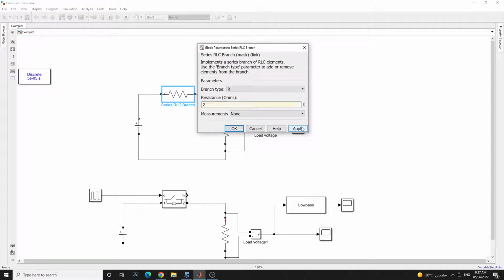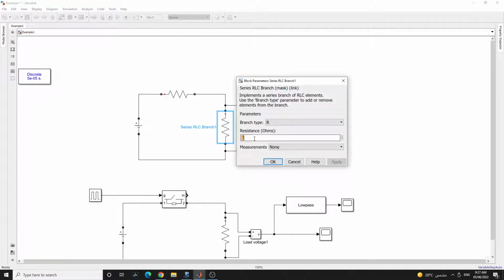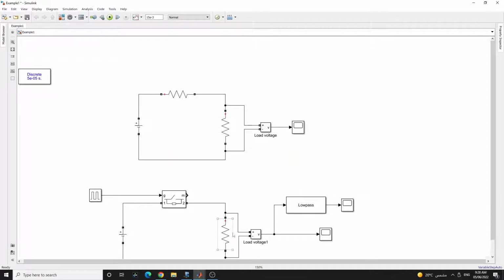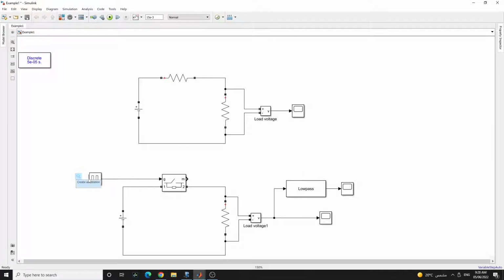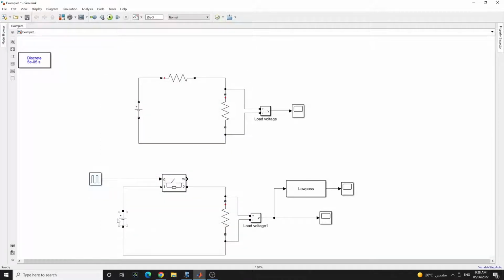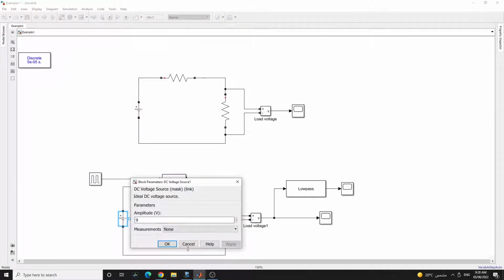So this resistance, I'm going to make it 2 ohms. This load resistance I'm going to make 1 ohm, and this is the input voltage, 9 volts. And over here, this is our ideal switch, and we're going to set it on a period of 1 millisecond, and we're going to give it a pulse width of 33%, and this is also 9 volts.